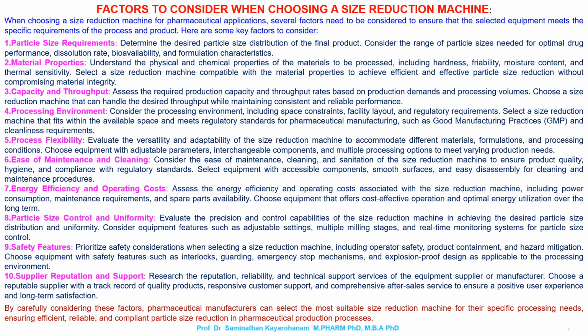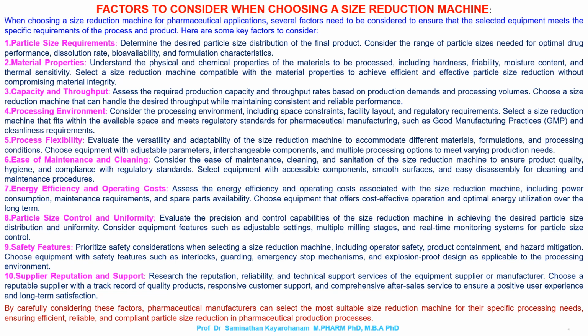Processing environment. Consider the processing environment, including space constraints, facility layout, and regulatory requirements. Select a size reduction machine that fits within the available space and meets regulatory standards for pharmaceutical manufacturing, such as good manufacturing practices, GMP, and cleanliness requirements.